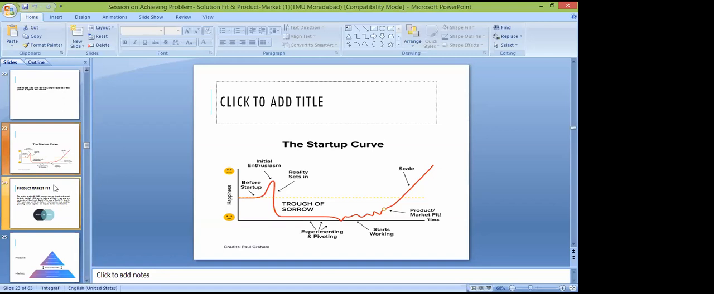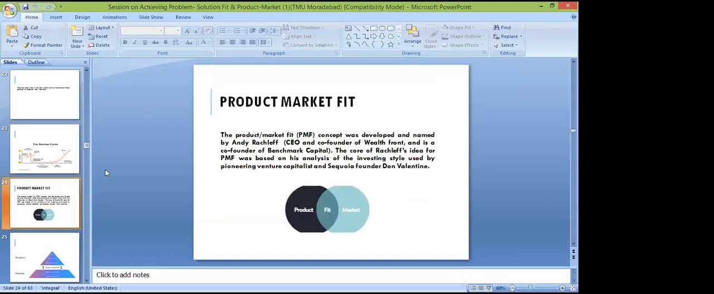Next slide. The product market fit concept was developed and named by Andy Rachleff, co-founder of Wealthfront, and co-founder of Benchmark. The core of Rachleff's idea for PMF was based on his analysis of the investing style used by pioneering venture capitalist and Sequoia founder Don Valentine.